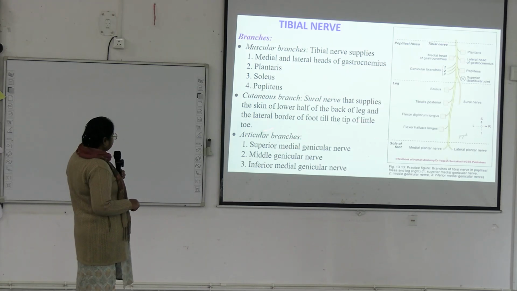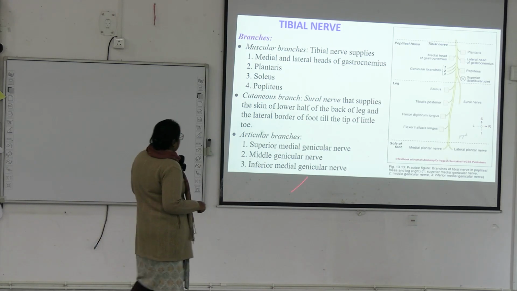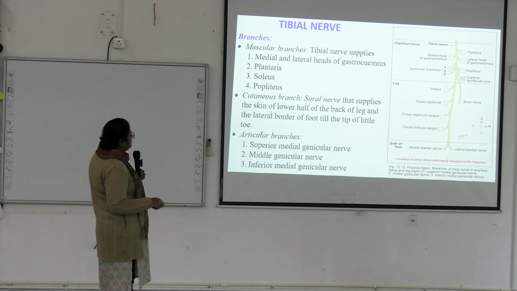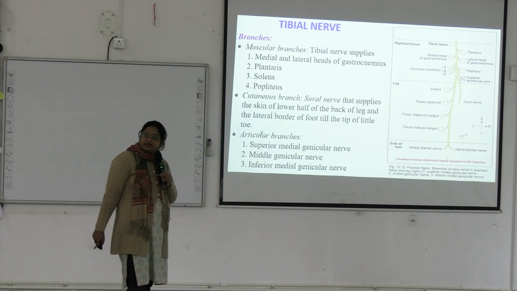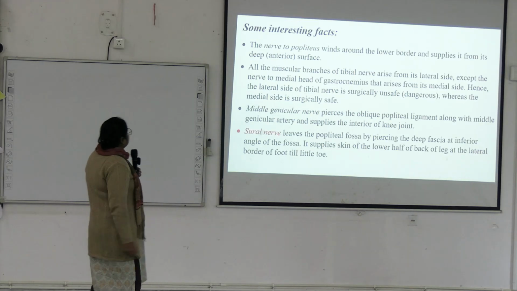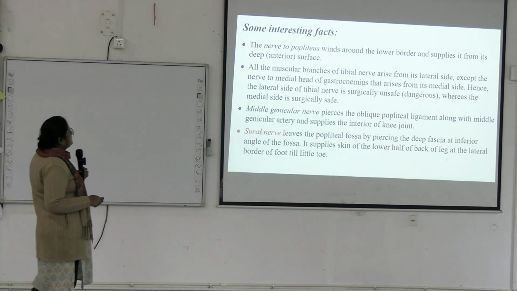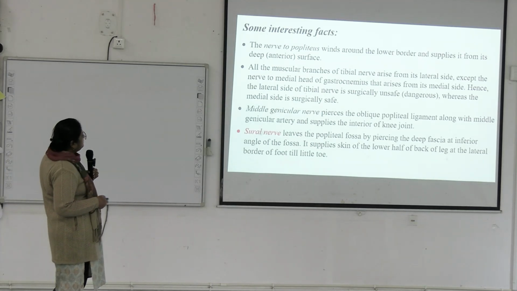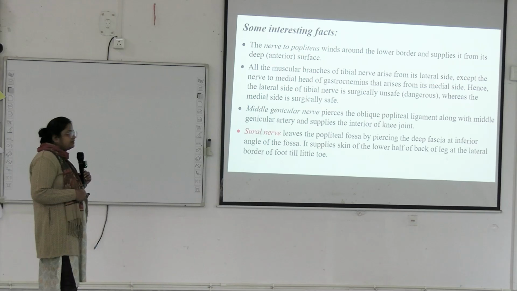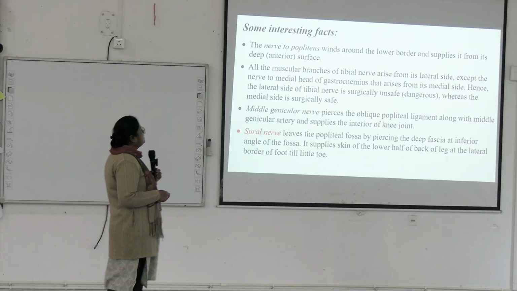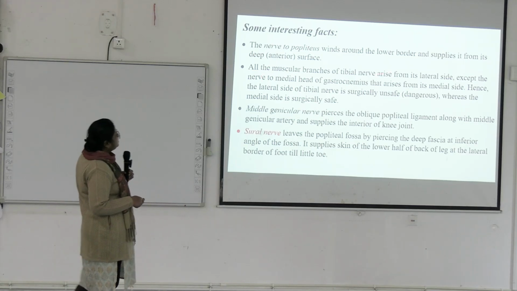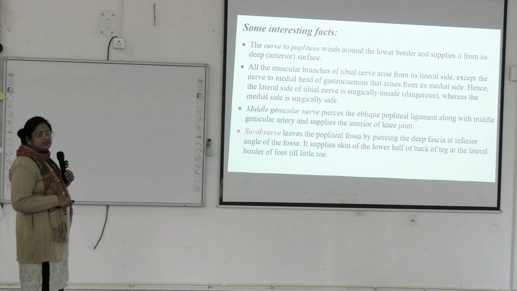Next are the articular branches. Articular branches are superior medial genicular, middle genicular, inferior medial genicular. These are going towards the knee joint, supplying the knee joint. And the nerve to popliteus winds around the lower border of the popliteus muscle and supplies this muscle from its deeper or anterior aspect. And all the muscular branches of the tibial nerve arise from its lateral side except the nerve to the medial head of gastrocnemius that arises from its medial side.